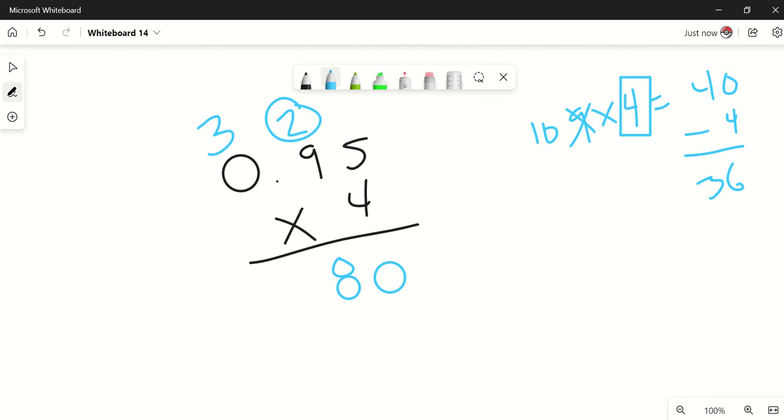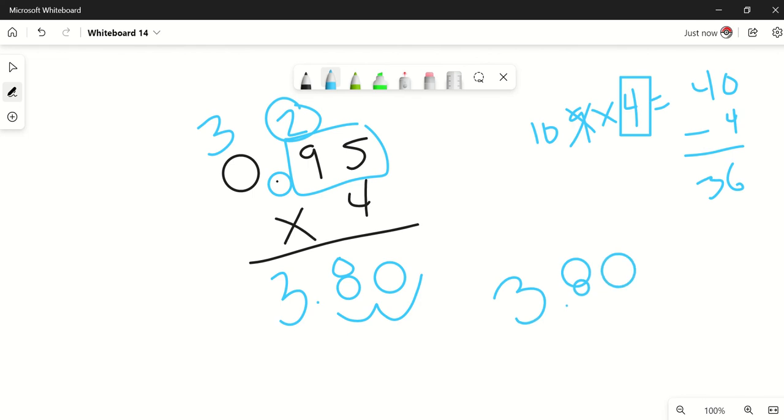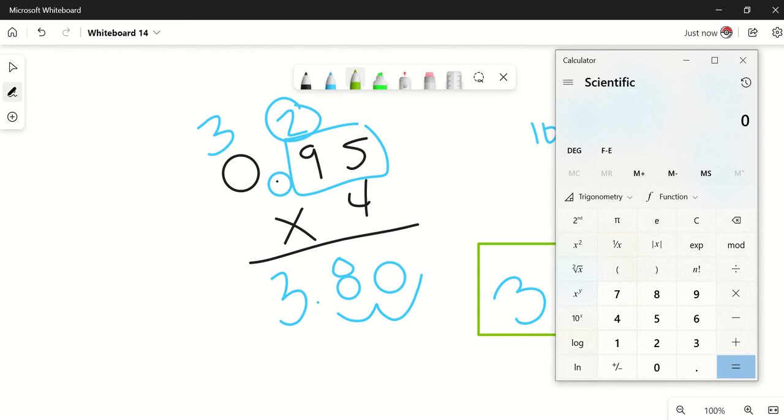Notice I'm not bringing the decimal down. When you multiply by decimals, I'm going to wait till the end and then figure out how many numbers there were total at the end of a decimal. 4 times 0 will be 0, plus the 3 will give me 3. Decimal, 2 numbers after it, 1, 2. This will become 3.80, but because this doesn't have a money sign in front of it, I can actually go ahead and just get rid of that 0 and make it 3.8. Notice when I do my check on the calculator, it will tell me it's 3.8 instead of 3.80. 0.95 times 4 will be 3.8.